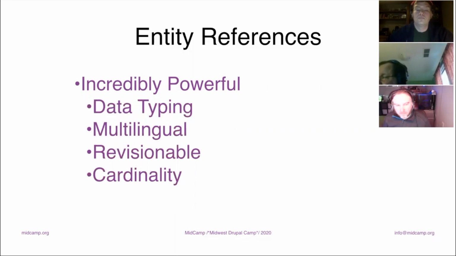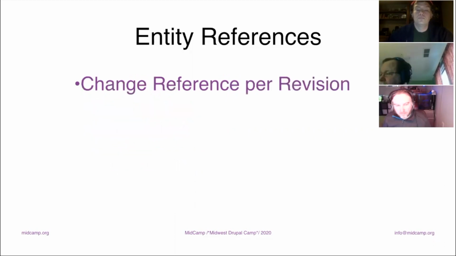So we do things like change references per revision too with them, where one version of a node may reference a completely different author. So Drupal core does this too, where people who come in and make changes to a node, they're the revision author, not necessarily the node author, but we know that a particular user was the author of a given revision, and we keep track of that over time.